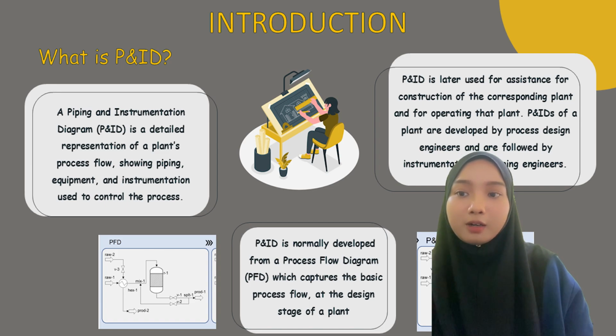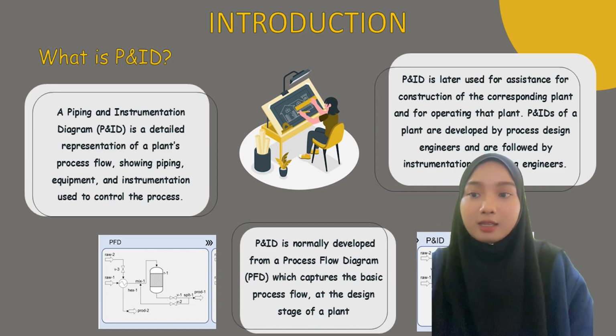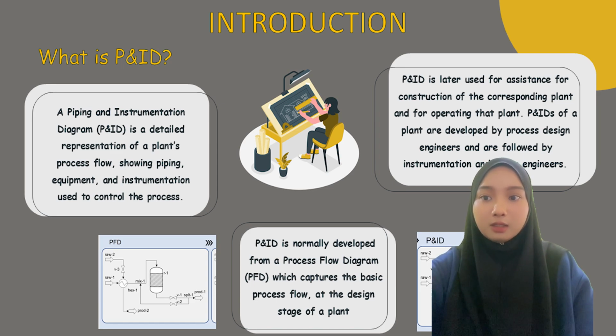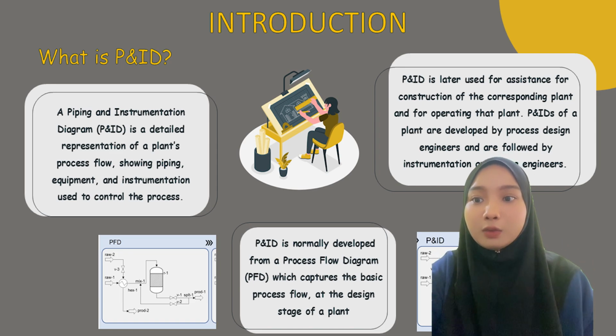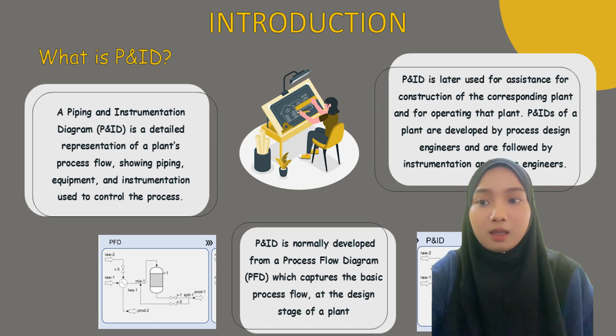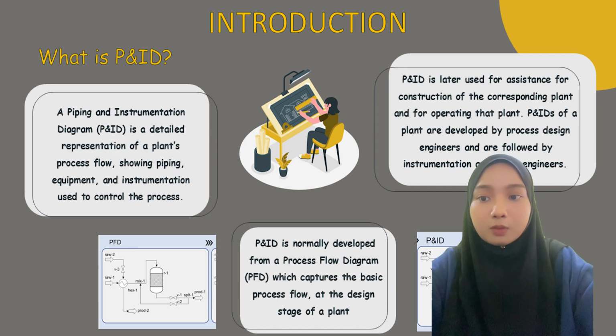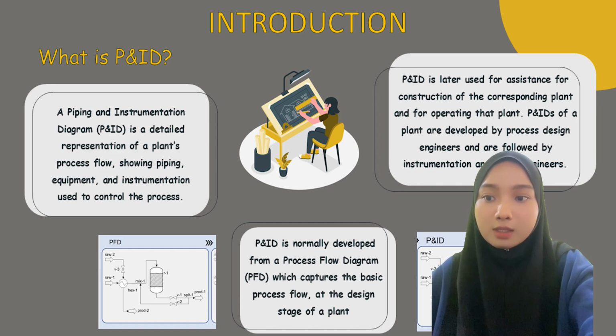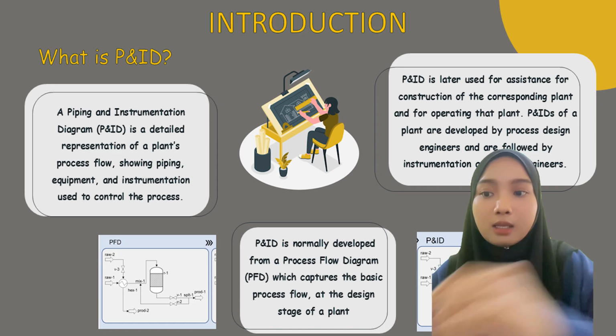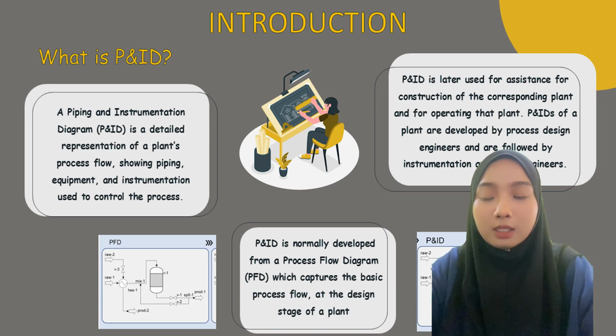Now, why are PNIDs so important? These diagrams are the backbone of industrial process design. They are used throughout the life cycle of a plant, serving several purposes. During the design phase, they act as blueprints, helping engineers conceptualize the process and ensuring that all components are accounted for. In the construction phase, they guide the building of piping systems, instruments, and equipment. During the operational phase, they provide operators with a clear understanding of the system layout, making troubleshooting easier.